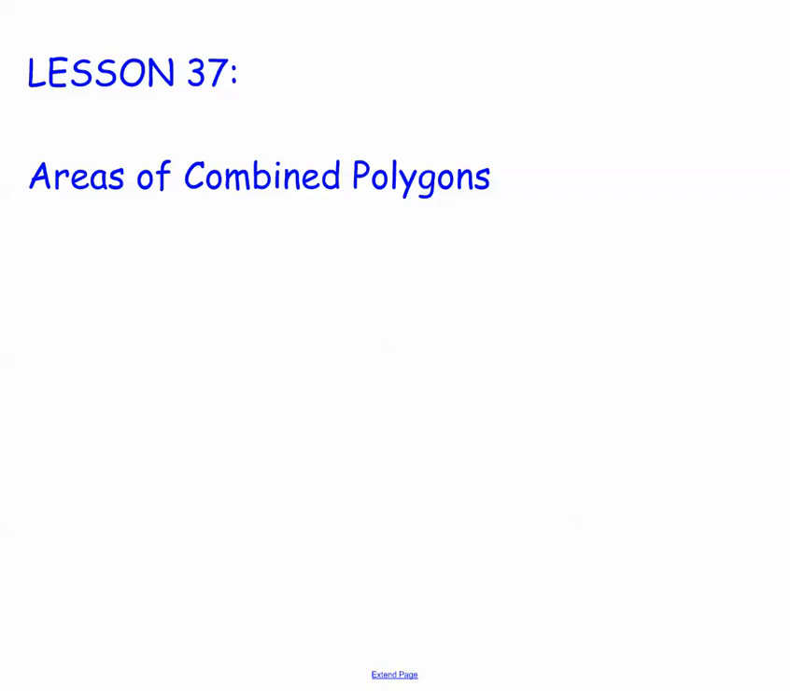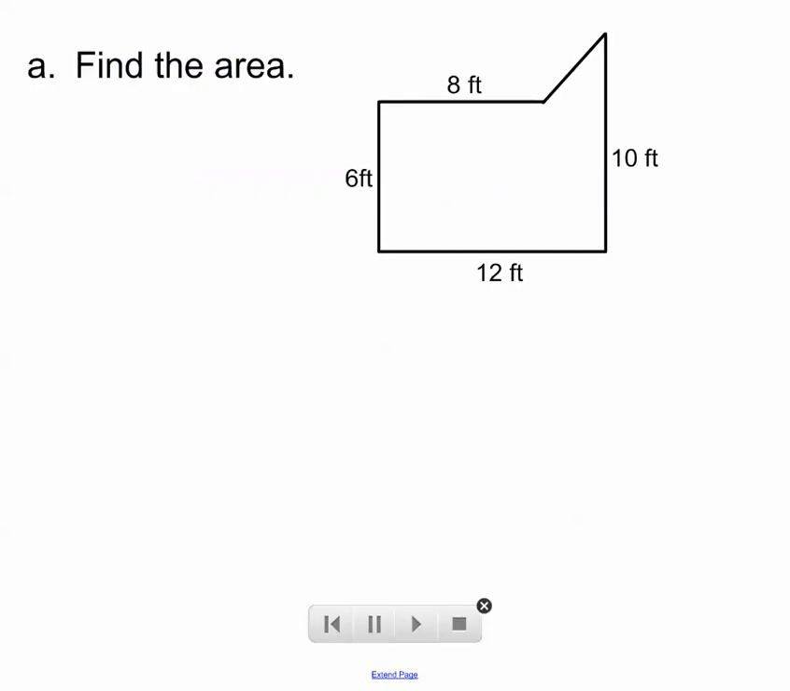Lesson 37 today. We're going to deal with area of combined polygons. Let me show you what a combined polygon looks like. A combined polygon looks just like this. It's a polygon that we don't necessarily have a name for, but it's made up of polygons that we do have names for. Quite simply, this one is a rectangle with a triangle sitting on top of it.